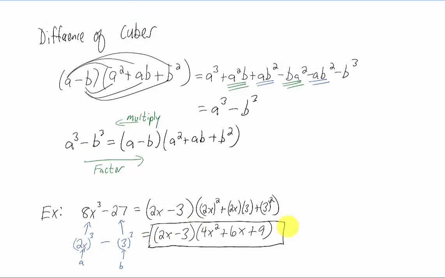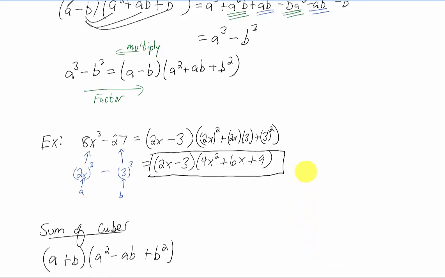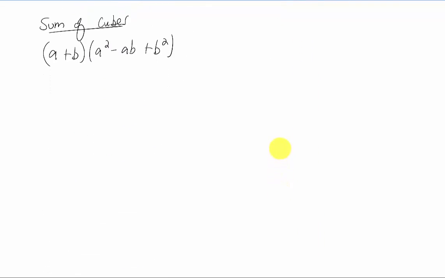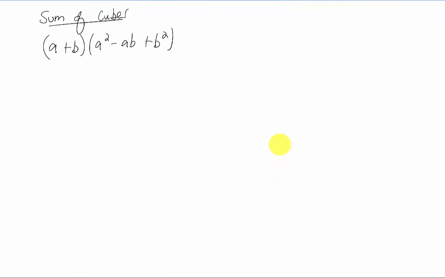Okay, we've got one more special type of polynomial to factor. It is called a sum of cubes. And this is the funny thing I want to multiply out this time. You'll notice that there are some sign changes from the last problem.